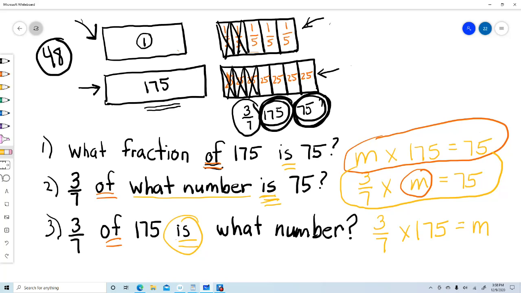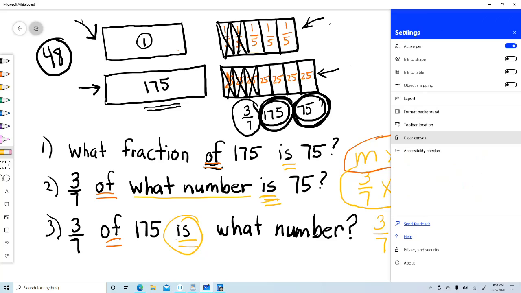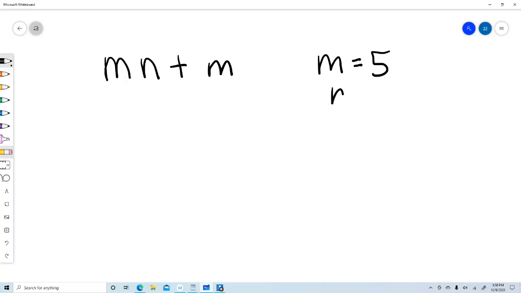I've actually shown you exactly what they're going to ask you in the practice, okay? And then I'm going to clear my canvas here. On test 9, hopefully you've taken it already, you're going to have a problem. This is one thing I didn't go over. You had something like mn plus m, and they wanted you to evaluate that where m is 5 and n is, say, 12, right?